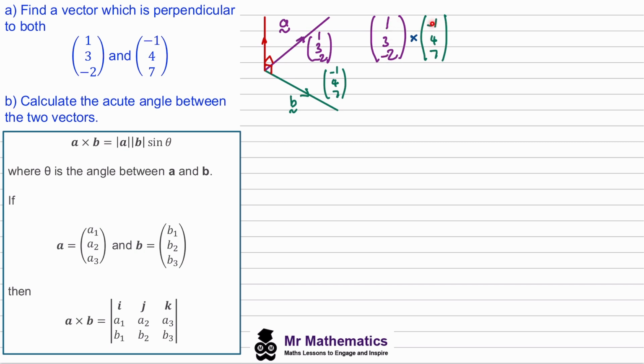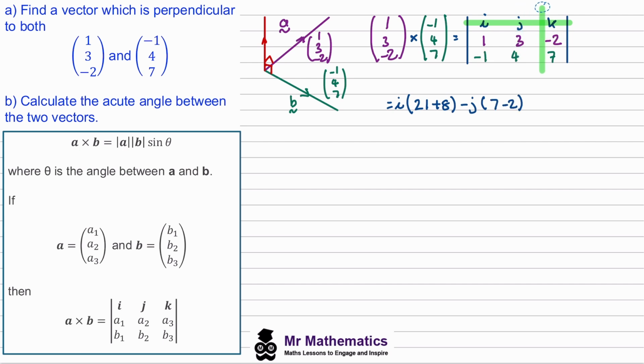So A crossed with B will be equal to this 3 by 3 matrix. So now we need to find this determinant. So we'll start with the i. We'll cross out this column and this row. So the determinant of this matrix will be 3 times 7 minus the negative 2 times 4. Then we'll move on to j. This will be minus j. The 1 times the 7 minus the negative 2 times the negative 1.